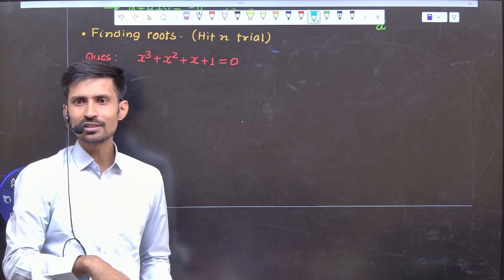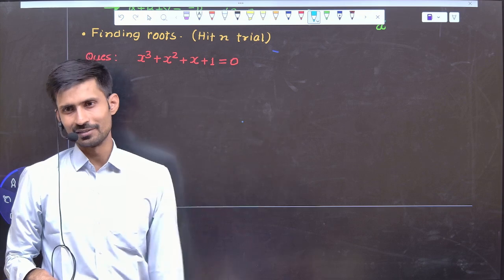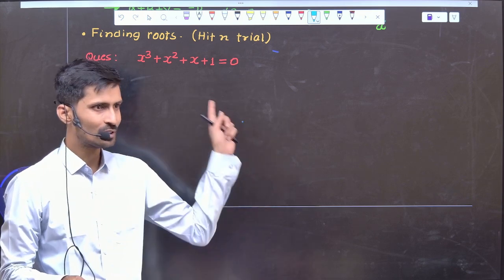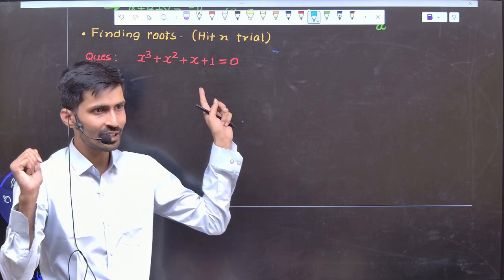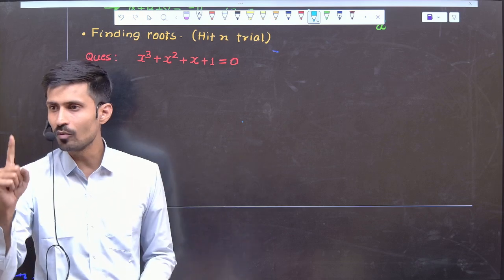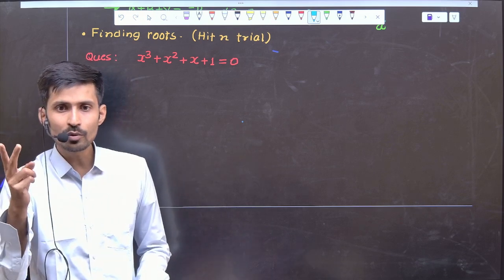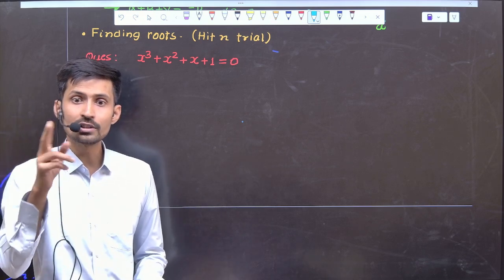The other 2 roots we can find with a different method. Total 3 roots will be there. Maximum 3 roots will be there. Minimum 1 real root will be there. When I am saying 1 real root, what about the other 2 roots? The other 2 roots are imaginary roots.